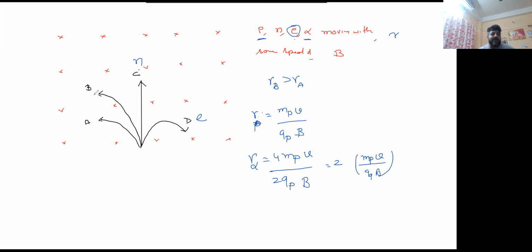So it is very clear that the radius of B is greater than the radius of A. So this one is the alpha particle, this one is the proton. So A is the proton, B is the alpha particle, C is the neutron, D is the electron. Is it clear, everyone? Debroof, I think you missed this one, right? Yes, sir.